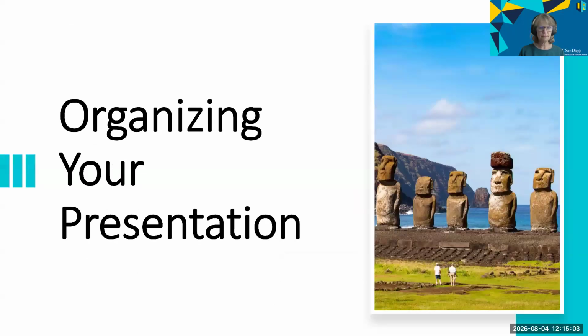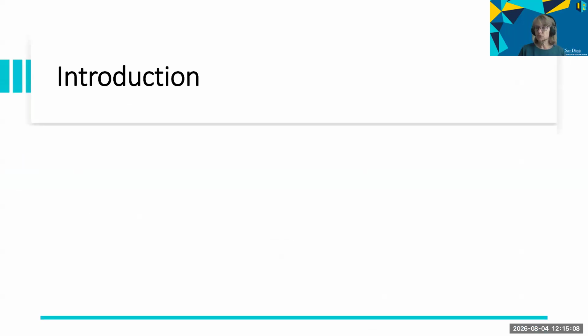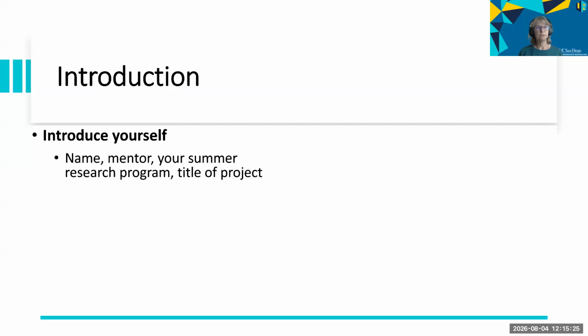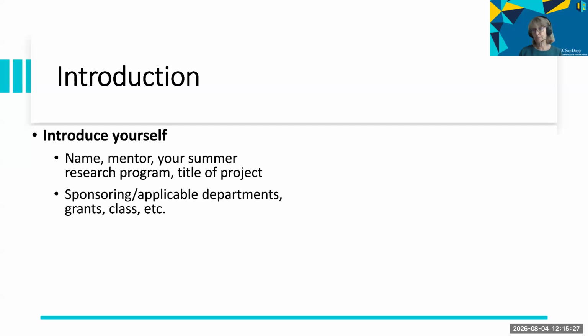Next one. Okay, so organizing your presentation. You'll start with an introduction, and typically you'll want to have a slide that has your name, has the title of the project that you're on, likely has your mentor or the research team that you're a part of. Next bullet point. So name, mentor, summer research program, which is very important, title of the project. You can include sponsoring or applicable departments. If you've received a grant or if your mentor has received a grant that's supporting this research, you'll want to put that in as well.